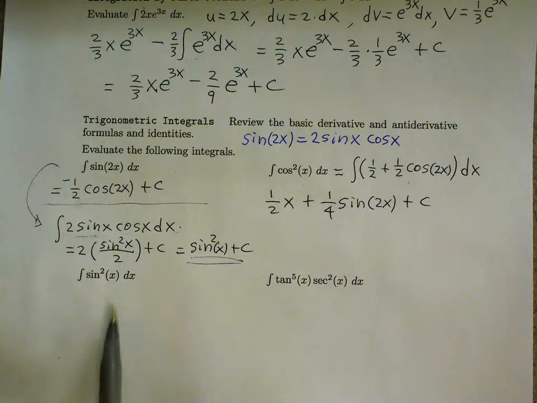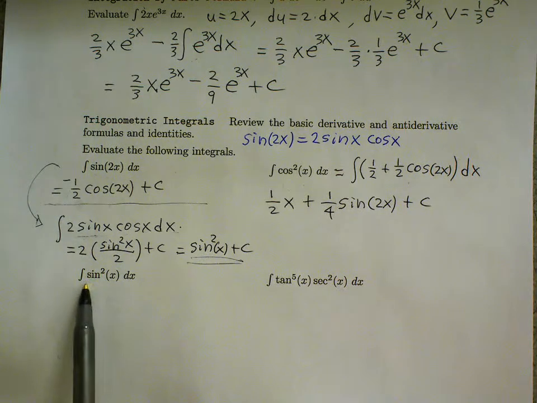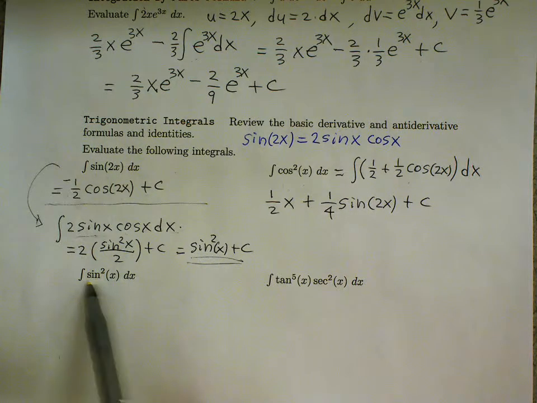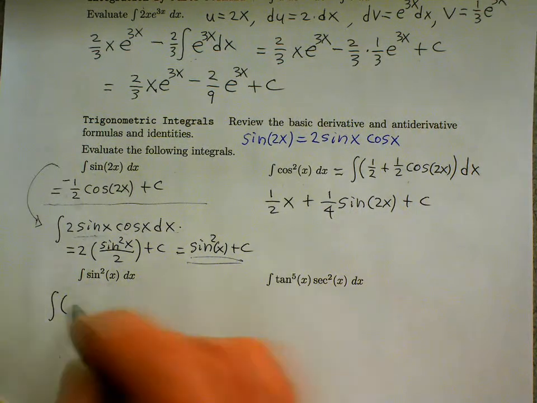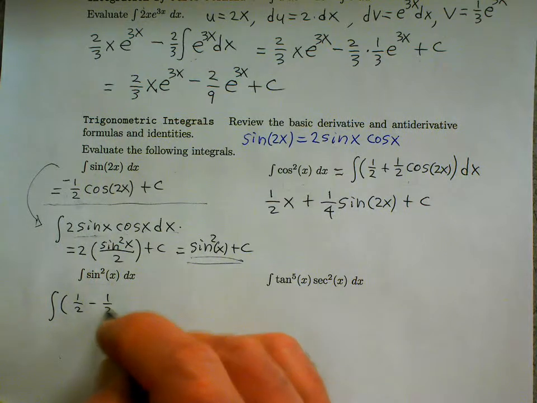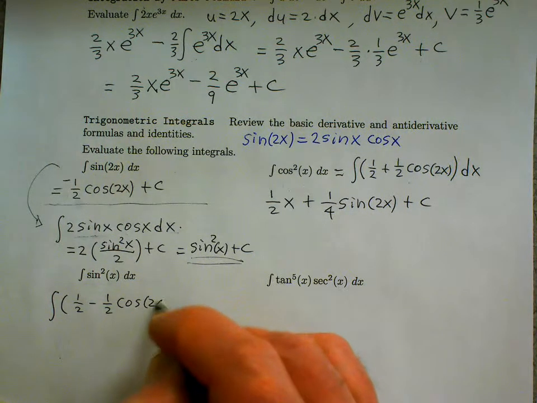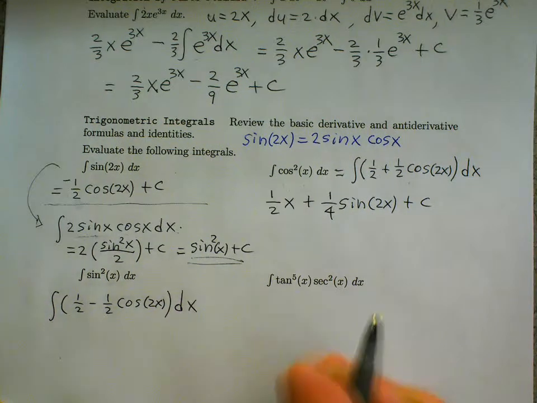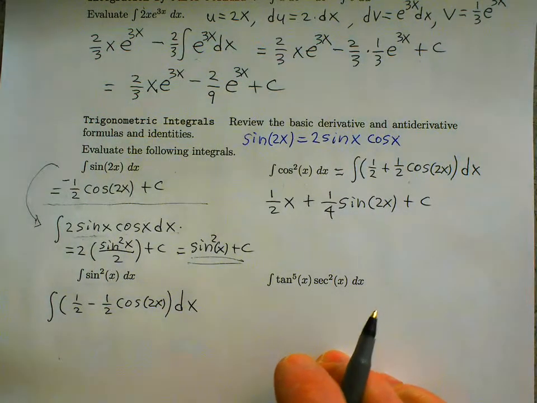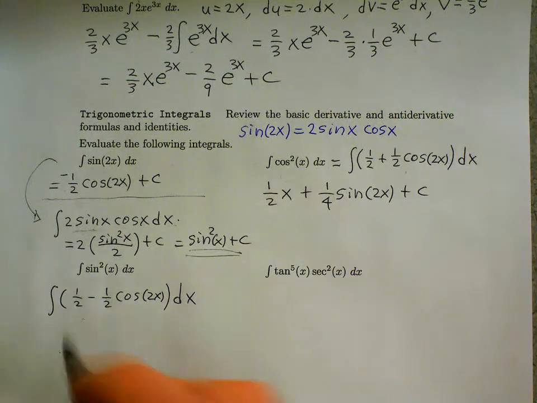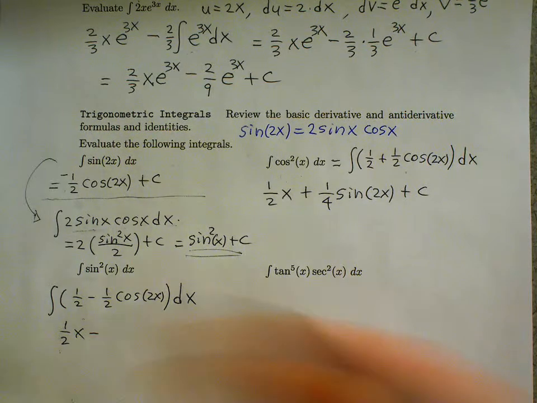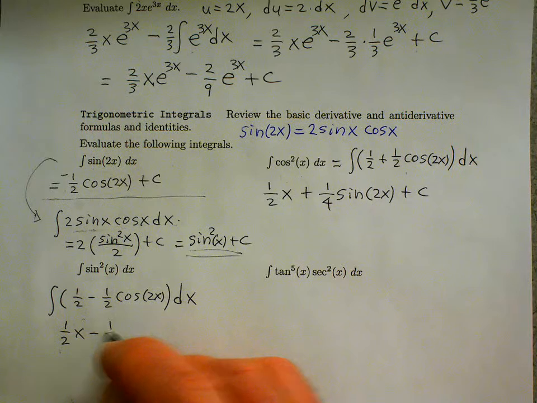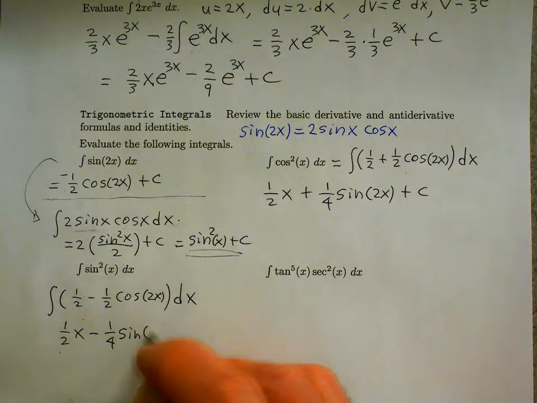In a similar sort of way, to find the indefinite integral of sine of x squared dx, we can replace sine of x squared with 1/2 minus 1/2 cosine of 2x. Then an antiderivative of this is 1/2 x minus 1/2 times 1/2, or minus 1/4 times sine of 2x.